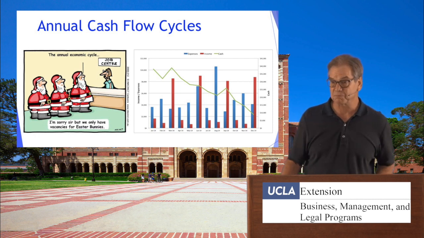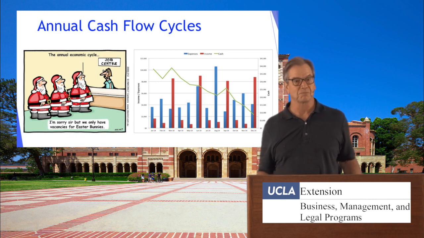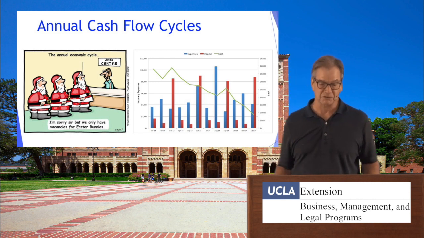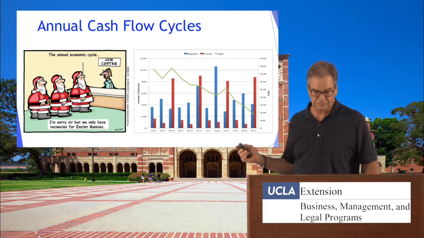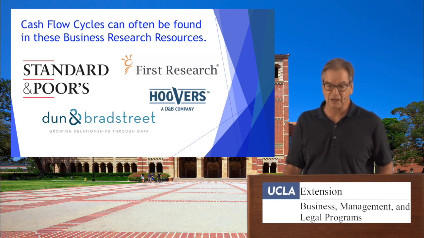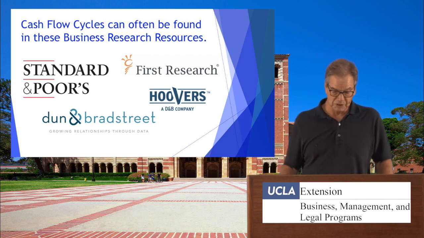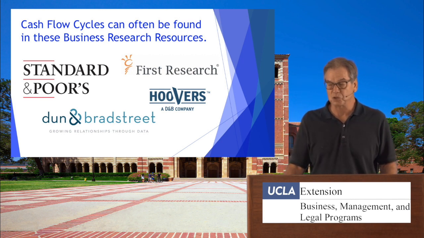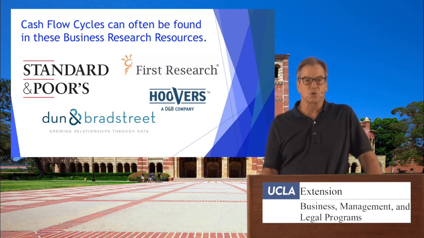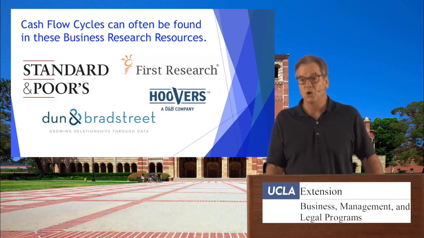And we probably want to have something like that in our business plan to show that we are street smart. We know the cash flow cycles of our industry. And again, Standard & Poor's, Dun & Bradstreet, and these financial research type organizations will have this information too. Also know that trade magazines, and I'll talk about this later in forecasting, will also tend to have this kind of information available directly for sale or for free.